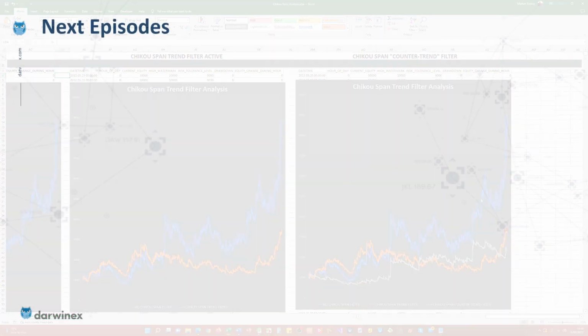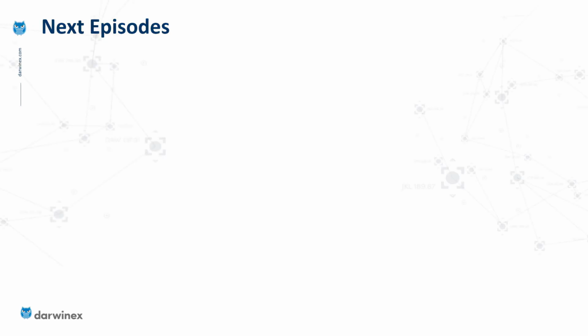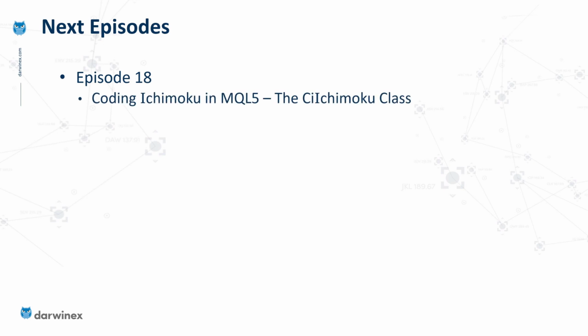If you want to implement this strategy into the MQL5 programming language, then you will be interested in the next 2 episodes. In episode 18, I'm going to cover what's called the CIchimoku class. And this provides a much easier way of implementing Ichimoku strategies into code. It's the class that I've used, and I found this to be much simpler than the normal mechanism of implementation of an indicator, especially with Ichimoku being a more complex indicator than most.